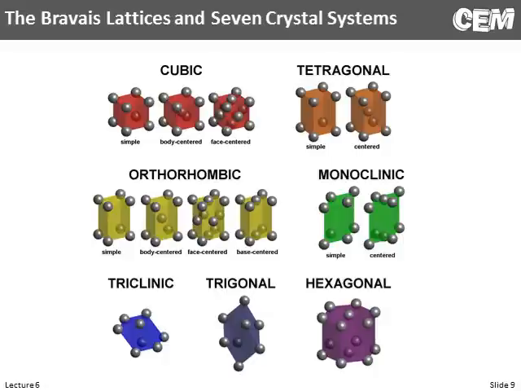So here are the 14 Bravais lattices and the 7 crystal systems. So the crystal systems are the capital letters: cubic, tetragonal, orthorhombic, monoclinic, triclinic, trigonal, and hexagonal. And then within those we have different things. For example, in the cubics, we have simple cubic, body-centered cubic, and face-centered cubic. And so if you add up all those subcategories, you'll get a total of 14. So those are the 14 Bravais lattices.